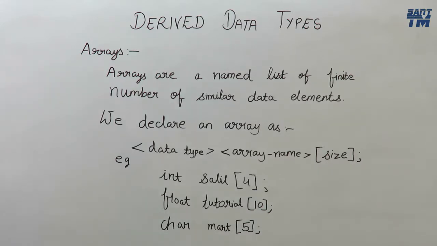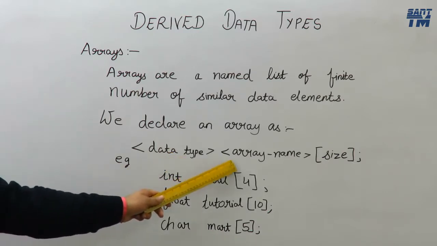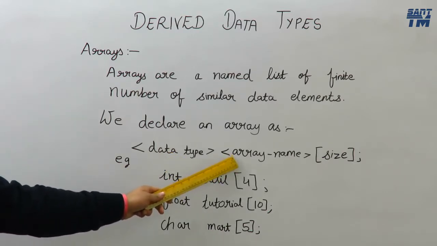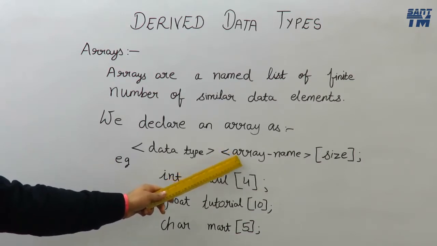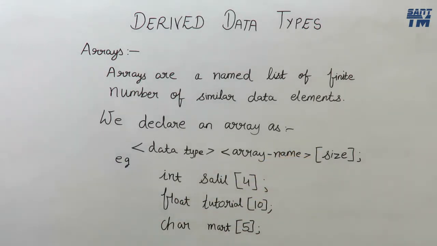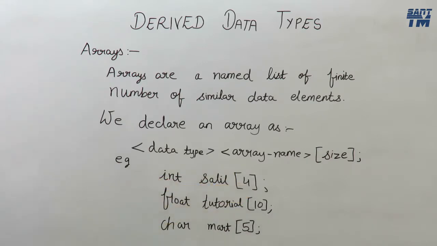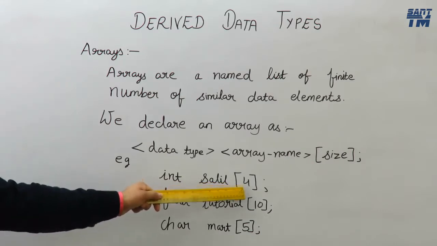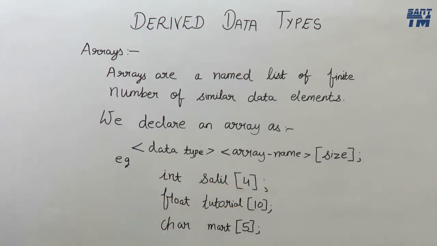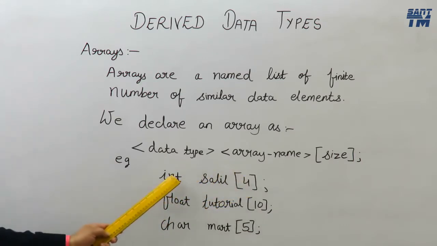Consider this example. We declare an array like this, this is the syntax. First we write the data type, then we give a name to the array. This name is the same that we give to the list. I was saying named list. This is the name of that list, the array name, and the size of that list. I write int salil, and in the brackets 4. Int is the data type, name of the list is salil and size of the list is 4. This means I have created a derived data type array whose name is salil and can accommodate 4 integer numbers.